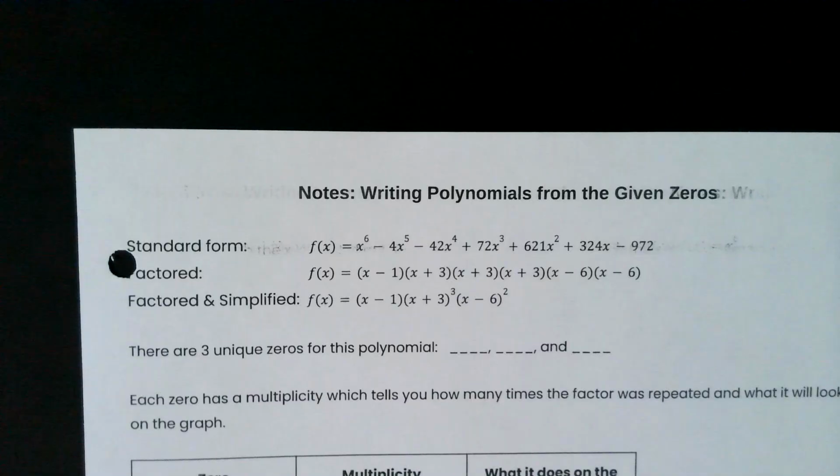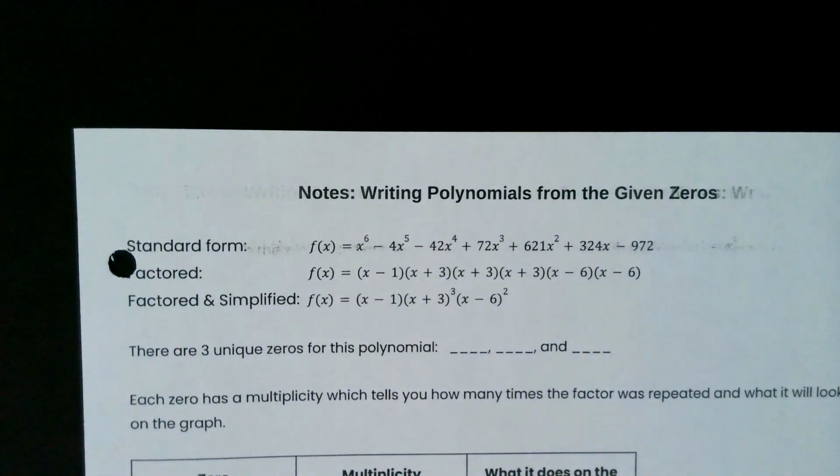But regardless, let's pretend that this was our problem, and we already factored it. We did synthetic division lots of times. They would have had to give us lots of zeros. We did synthetic division a bunch of times and then factored at the very end, and we got all these different factors.